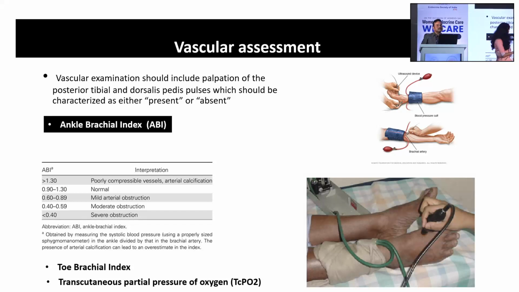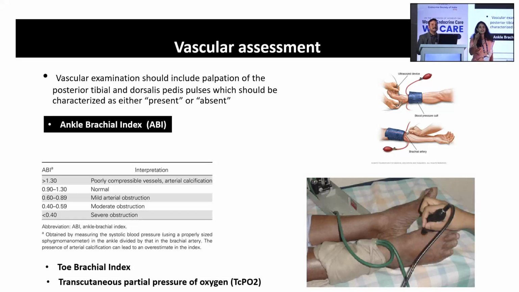Now you have this grading of interpretations, I'll not go into the detail. You can see normal, and then you have grading from mild to severe obstructions. Now we said so many things in foot assessment. You might be wondering, I don't have time to even talk to my patient, how will I do all this? Now it is so true for all of us.